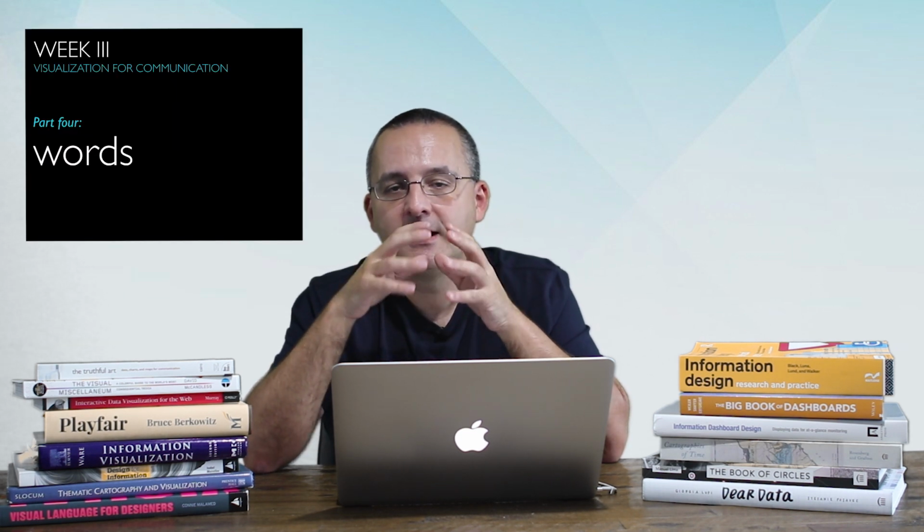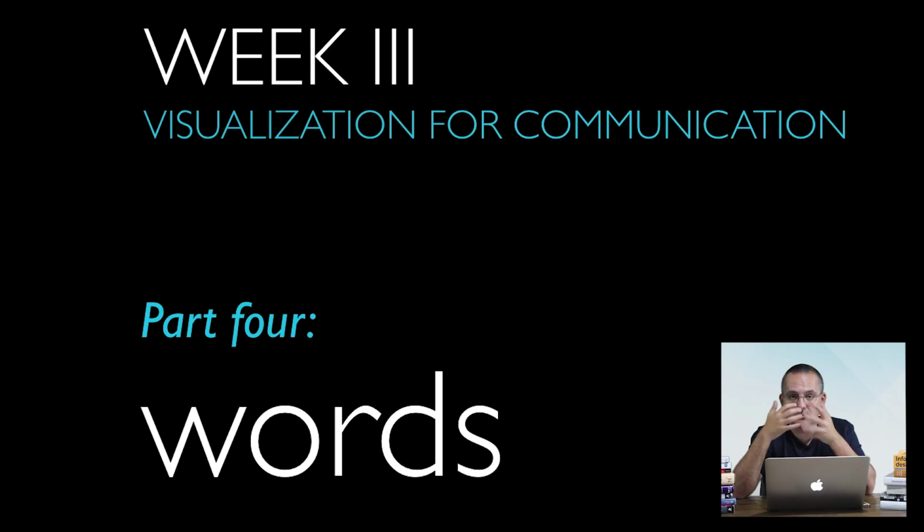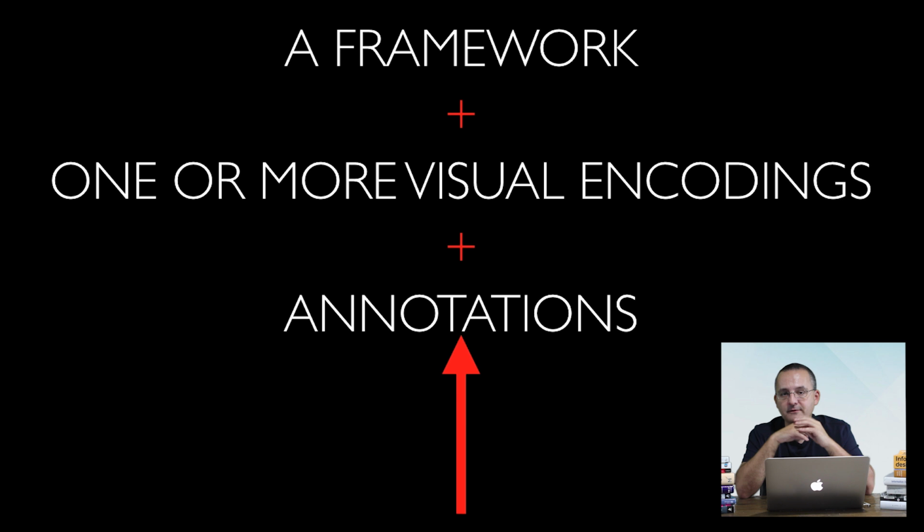When you begin practicing with Flourish, there's something that I would like you to pay attention to, which is that visualizations are not just made of visuals, graphs, maps, charts, etc. Words matter. There's a reason why I said at the beginning of the course that I see at least 3 different components in any visualization: the framework, the content, the encodings, but then the annotations that we put in the graphic itself.